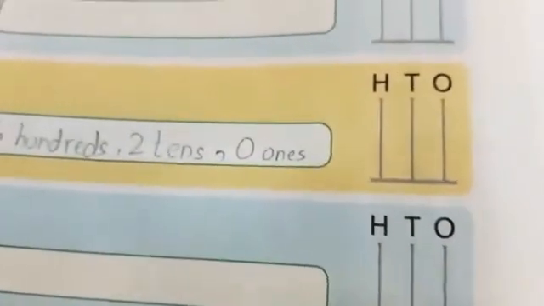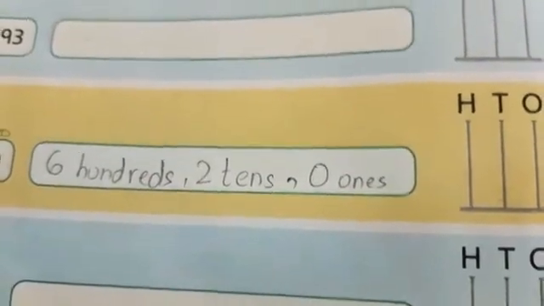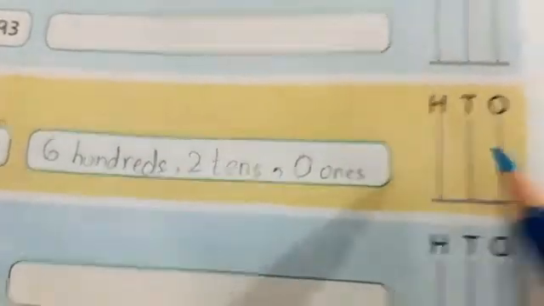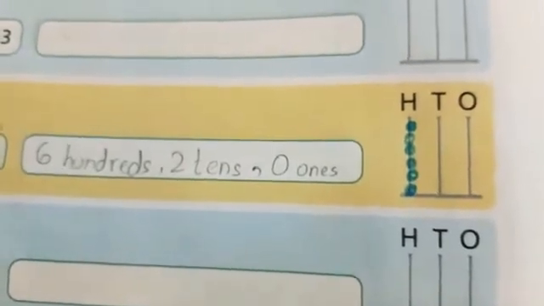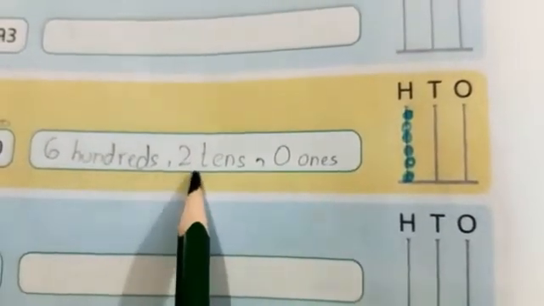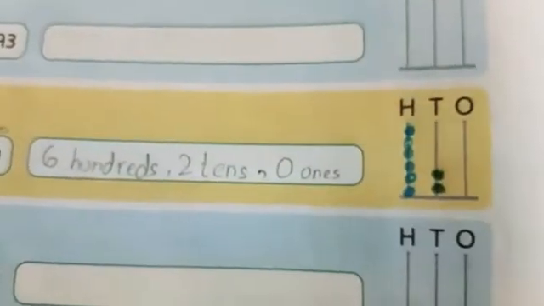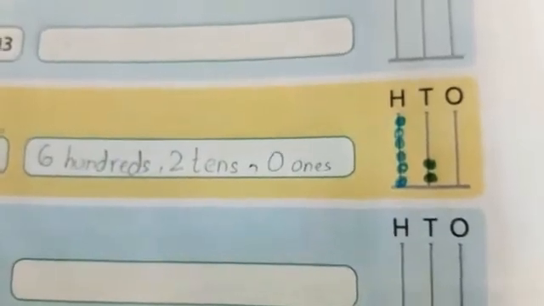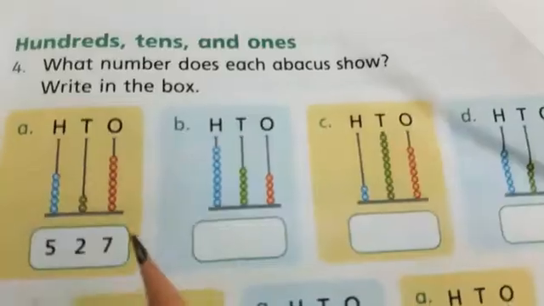Now come to abacus. How many hundreds are there? There are 6 hundreds. So we have to draw 6 beads in hundreds place. Now come to tens place. How many tens are there? Only 2 tens. So draw 2 beads here. And how many ones are there? There is 0 ones. So we will leave ones place. So my dear students, complete page number 10. Now come to page number 11.